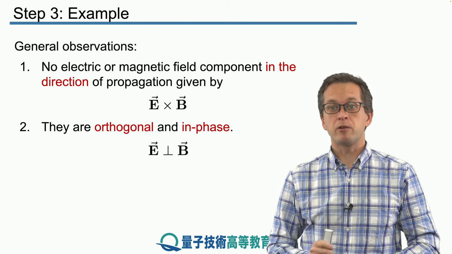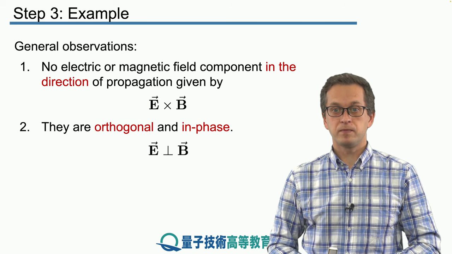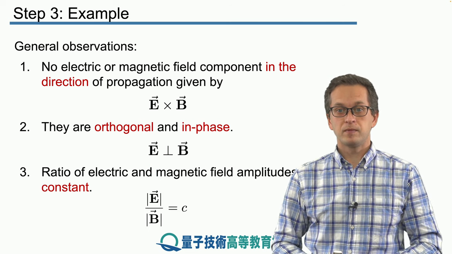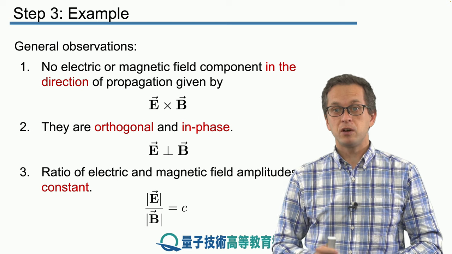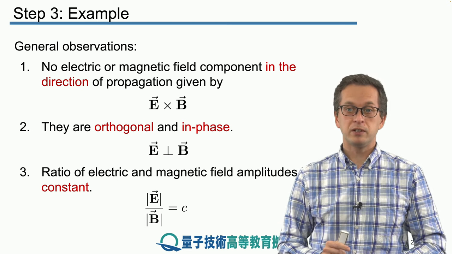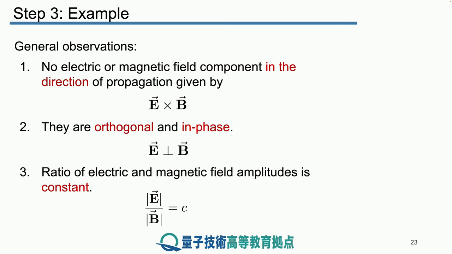Two, they are orthogonal and in phase. And three, the ratio of the magnitudes of the electric field and the magnetic field is always constant and given by the speed of light. This concludes step 3.